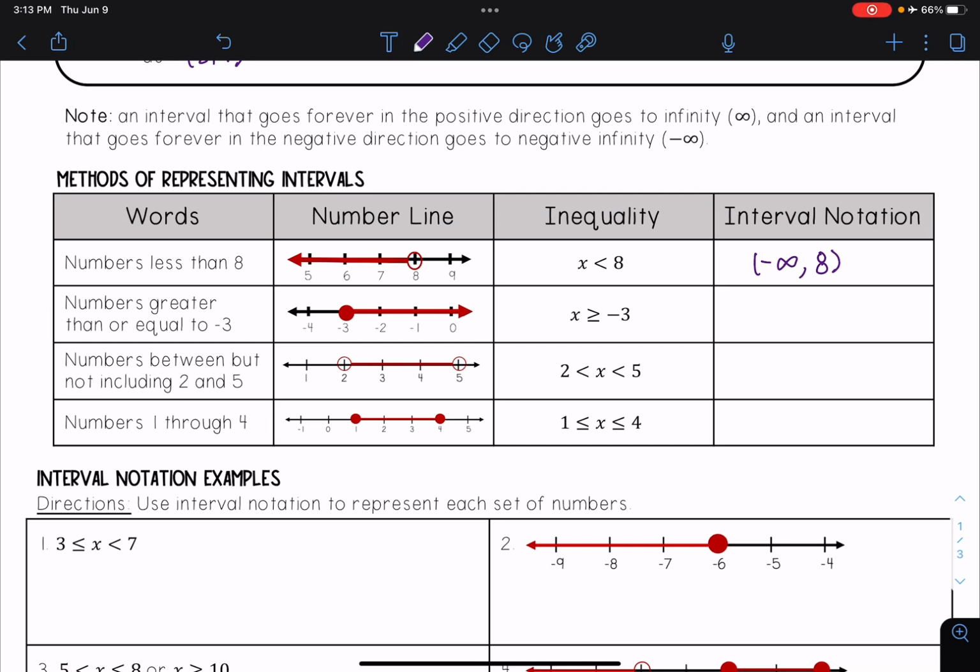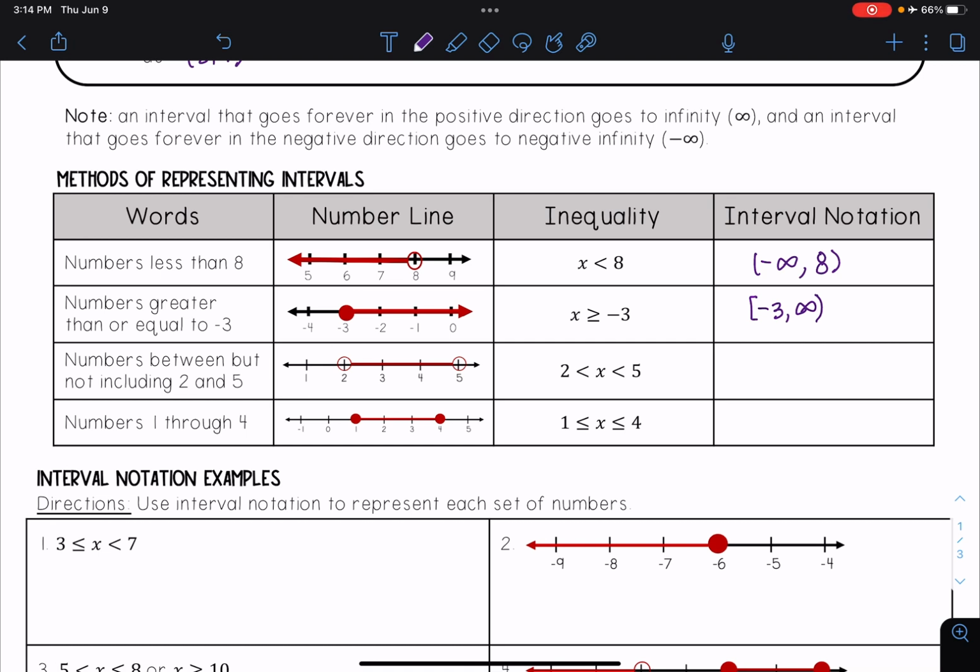Now, on the other hand, I have numbers greater than or equal to -3. So here I see I have a closed circle, and it's going forever in the positive infinity direction. And so here, that means I am having it start at -3, and it's going to infinity. My -3 is included, so that means I'm going to be using a square bracket. And then for your infinities, you're always just using a parentheses.